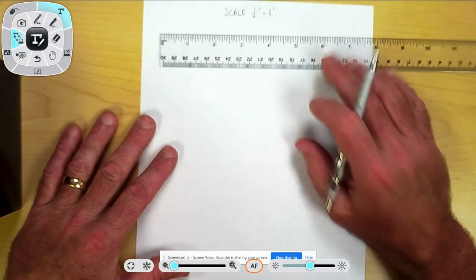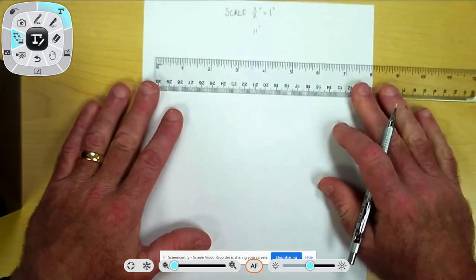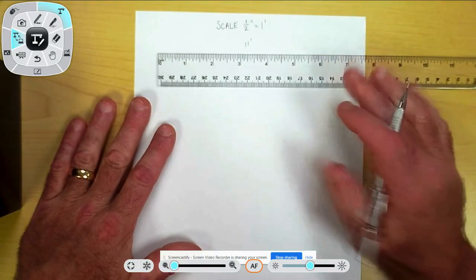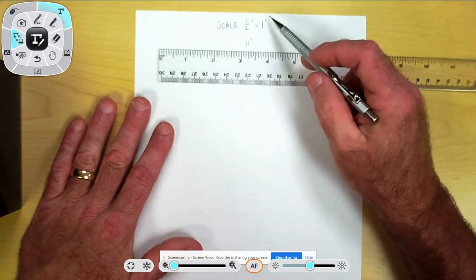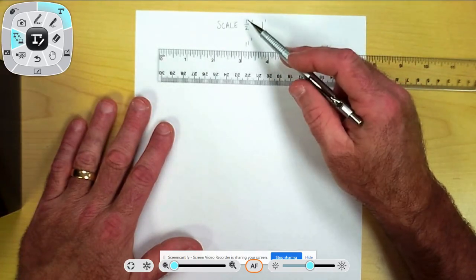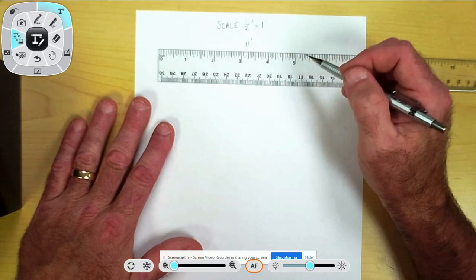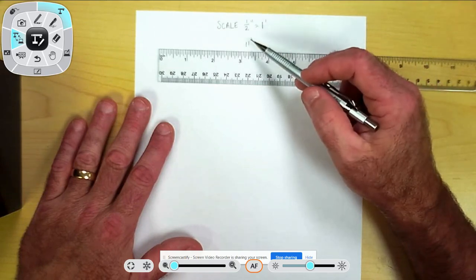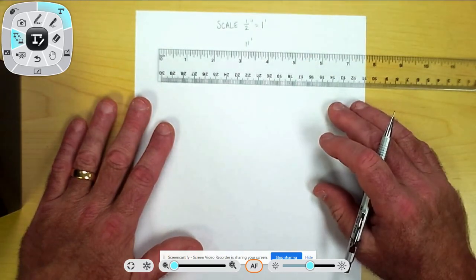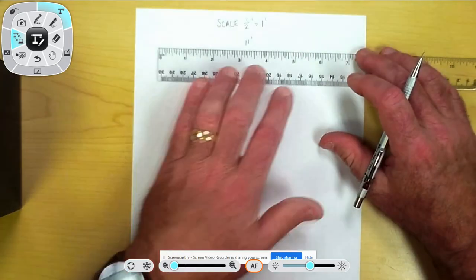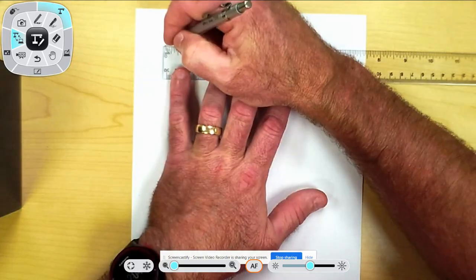Now, here's the big question. If you want 11 feet on the top, how many inches is that going to be at 1/2 inch equals 1 foot scale? Well, there's 11 feet, and each foot is 1/2 an inch, so you could either add them all together, or you could multiply 11 times 1/2, which gives you 5.5, or you could divide 11 by 2, which gives you also 5.5. So we're doing a little math here, okay? So 5.5 inches.